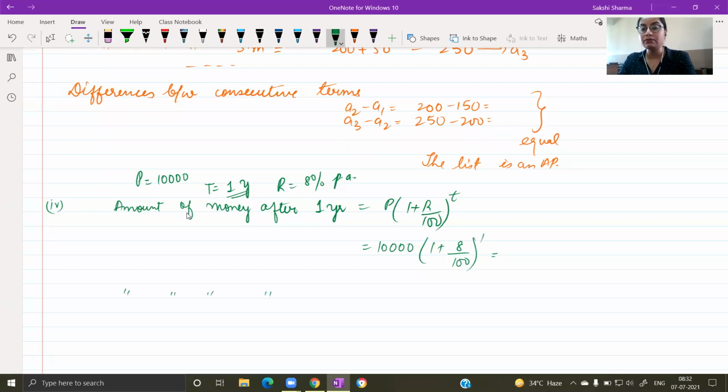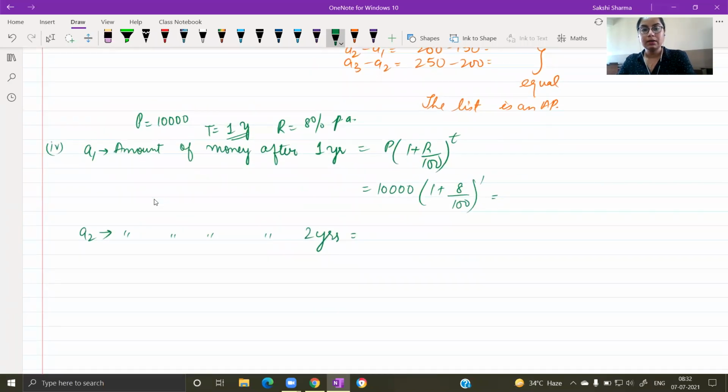Then the amount of money after 2 years. This will be a1. This will be a2. So whatever answer you obtain, sorry, I am mistaken. We will be changing the time period. In order to apply the formula, we have to change the value of t. For the first year, time will be equal to 1. For 2 years, the time period will be 2. And for 3 years, we will be raising the power 3. So calculate these and then look at the difference between the consecutive terms and find out your answer.